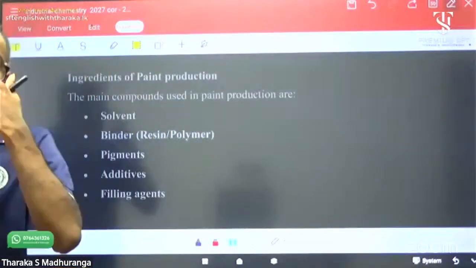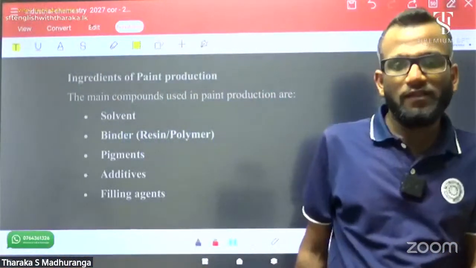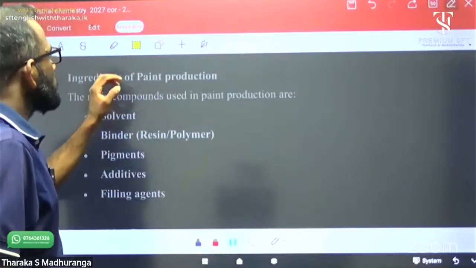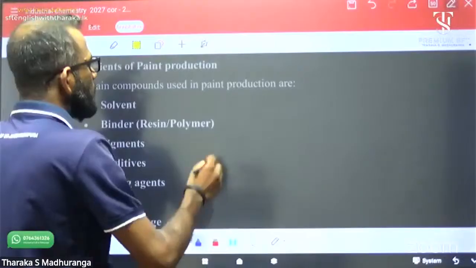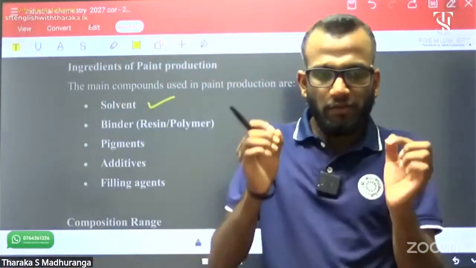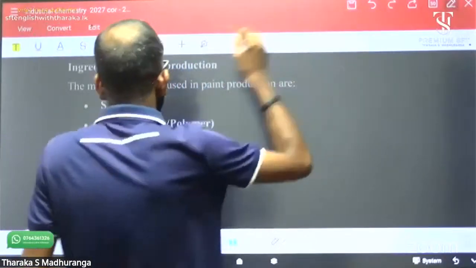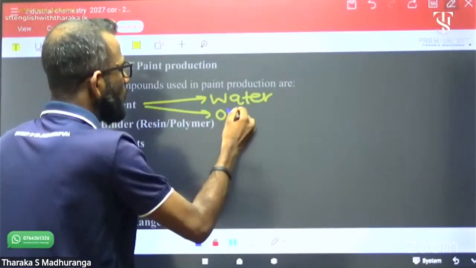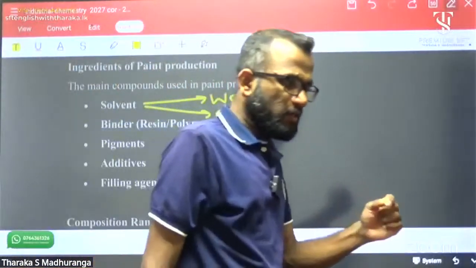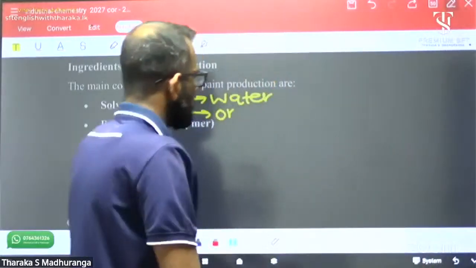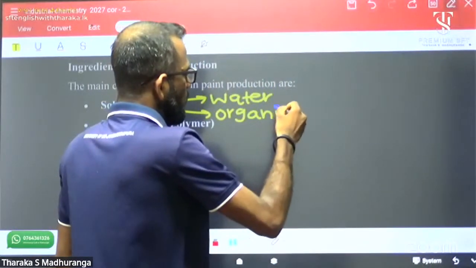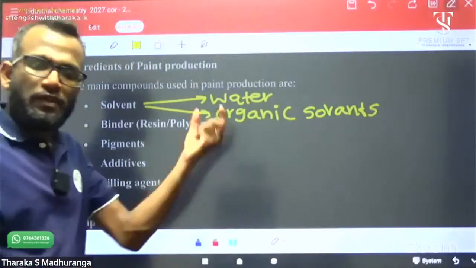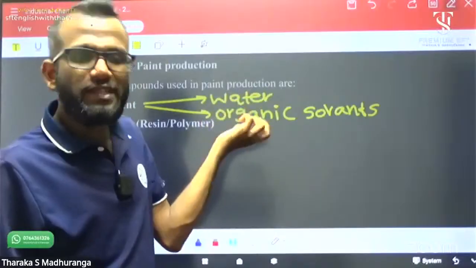Okay, let's see what the ingredients, the raw materials required for this mixing and production process of paints are. The main ingredient is a solvent. As solvent, we can use water or an organic solvent. Organic solvent means benzene, ether, carbon tetrachloride, different types of solvent.